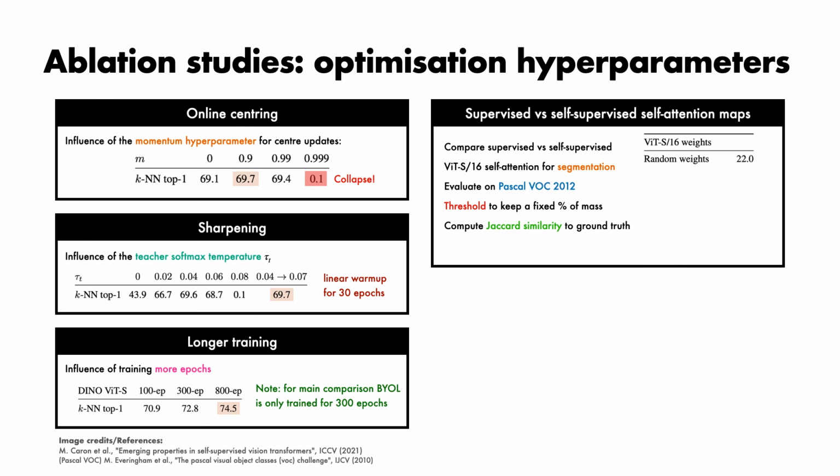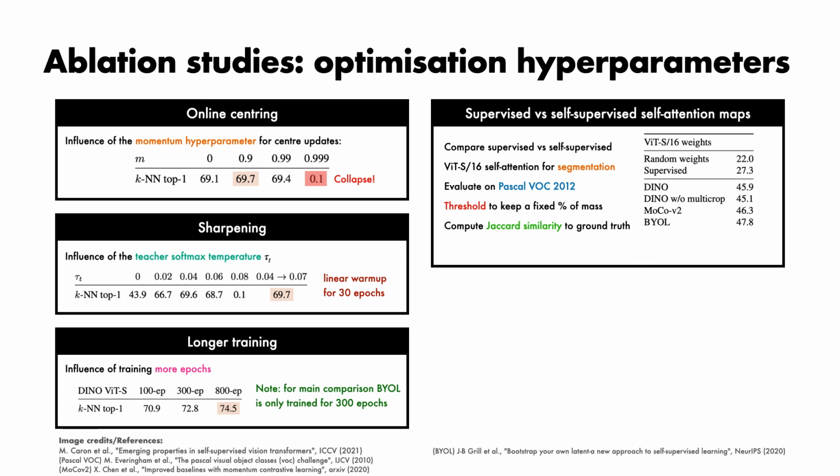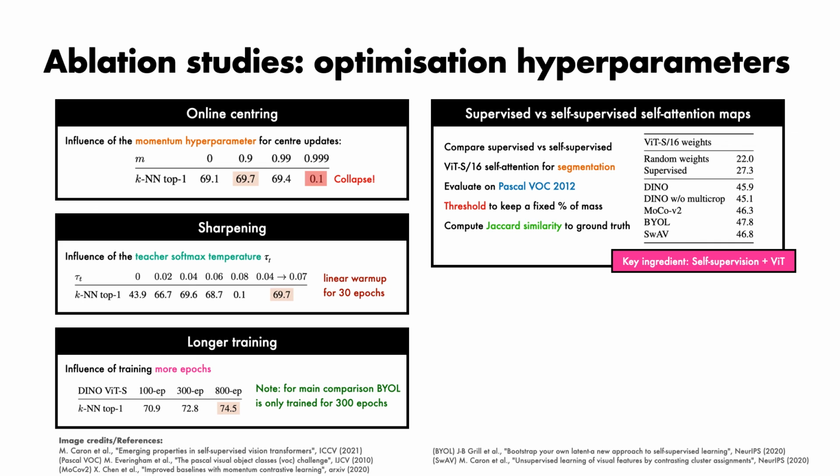We first find that random weights are less effective than supervised training, as expected. We observe a significant boost when moving to self-supervised methods like DINO, even without multi-cropping. Other self-supervised methods like MoCo v2, BYOL, and SwAV also perform well, with BYOL attaining the best scores overall. The takeaway here is not that any particular method of self-supervision enables segmentation, but rather that the combination of self-supervision with the ViT backbone appears to work well for segmentation.